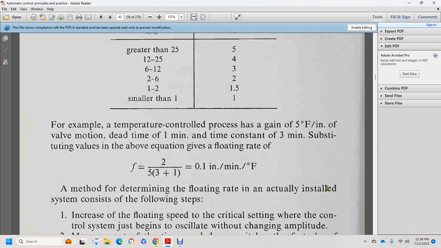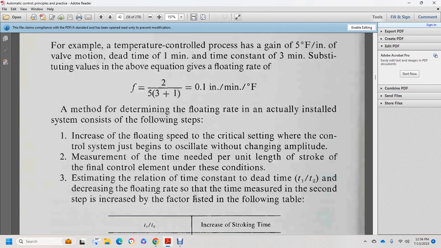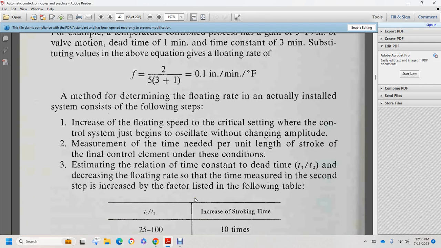Method of determination: the floating rate actually installed with the system. Consider the following steps. Increase the floating speed to the critical setting of the control, at the beginning of oscillation. With the change of amplitude, measure the time needed per unit length of stroke of the final control element under these conditions. Estimate the relation of the time constant to the dead time, time 1 over time 2, which determines the degree of the floating rate.